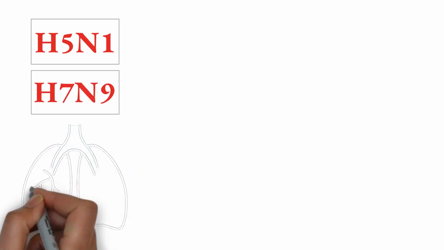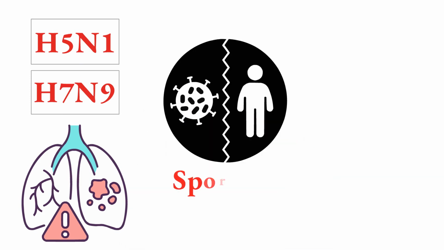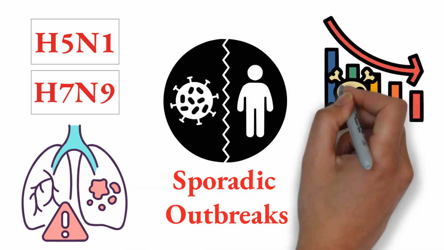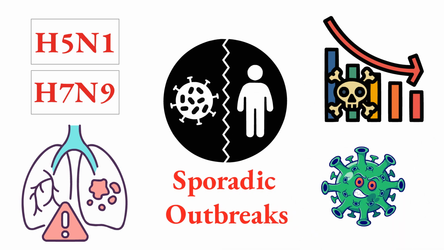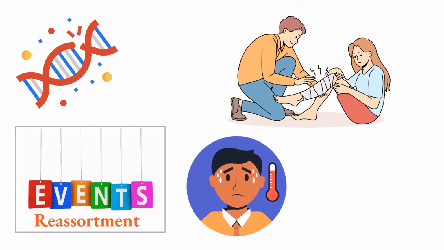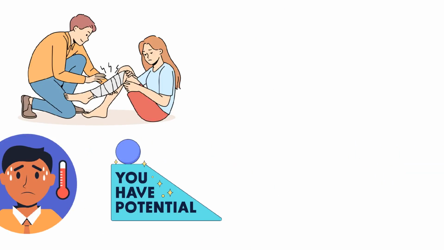Some strains, such as H5N1 and H7N9, have been associated with severe respiratory illness and have caused sporadic outbreaks in humans, often with high mortality rates. Additionally, there is concern that avian influenza viruses could undergo genetic mutations or reassortment events, leading to the emergence of novel strains with increased transmissibility and pandemic potential.